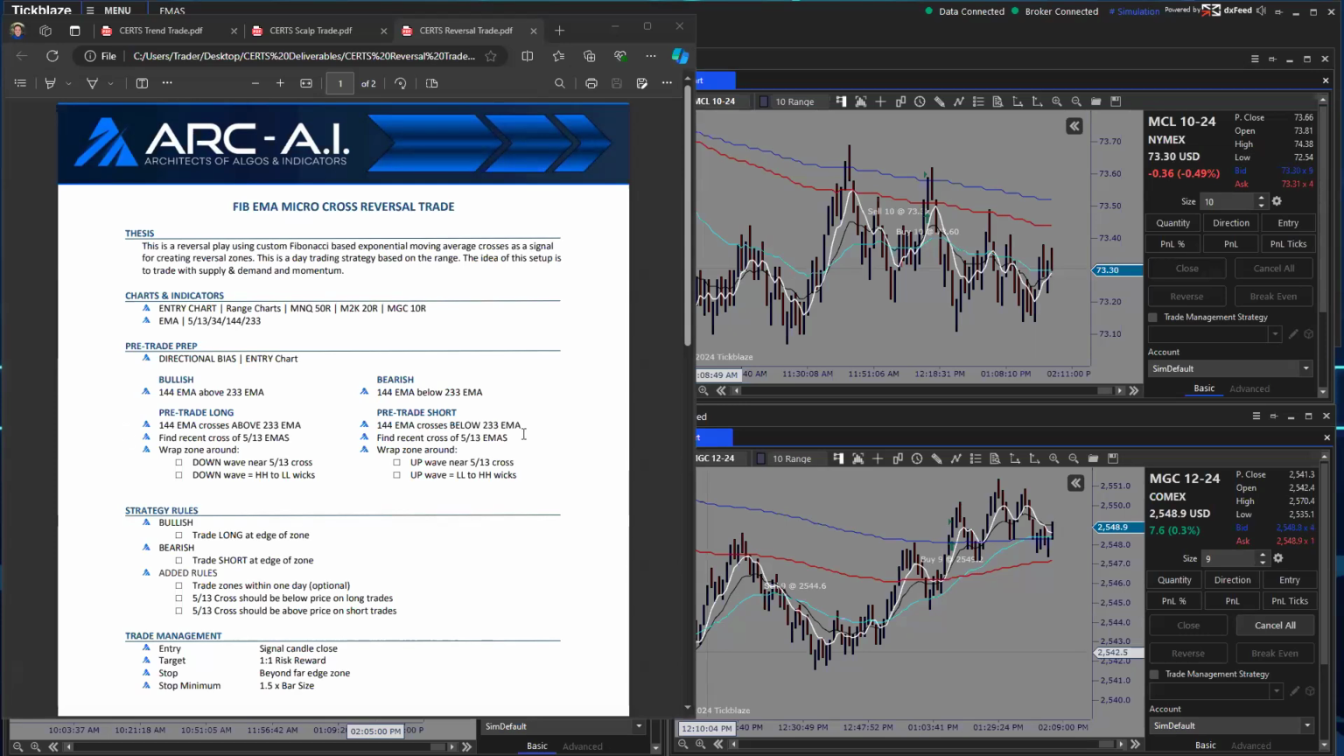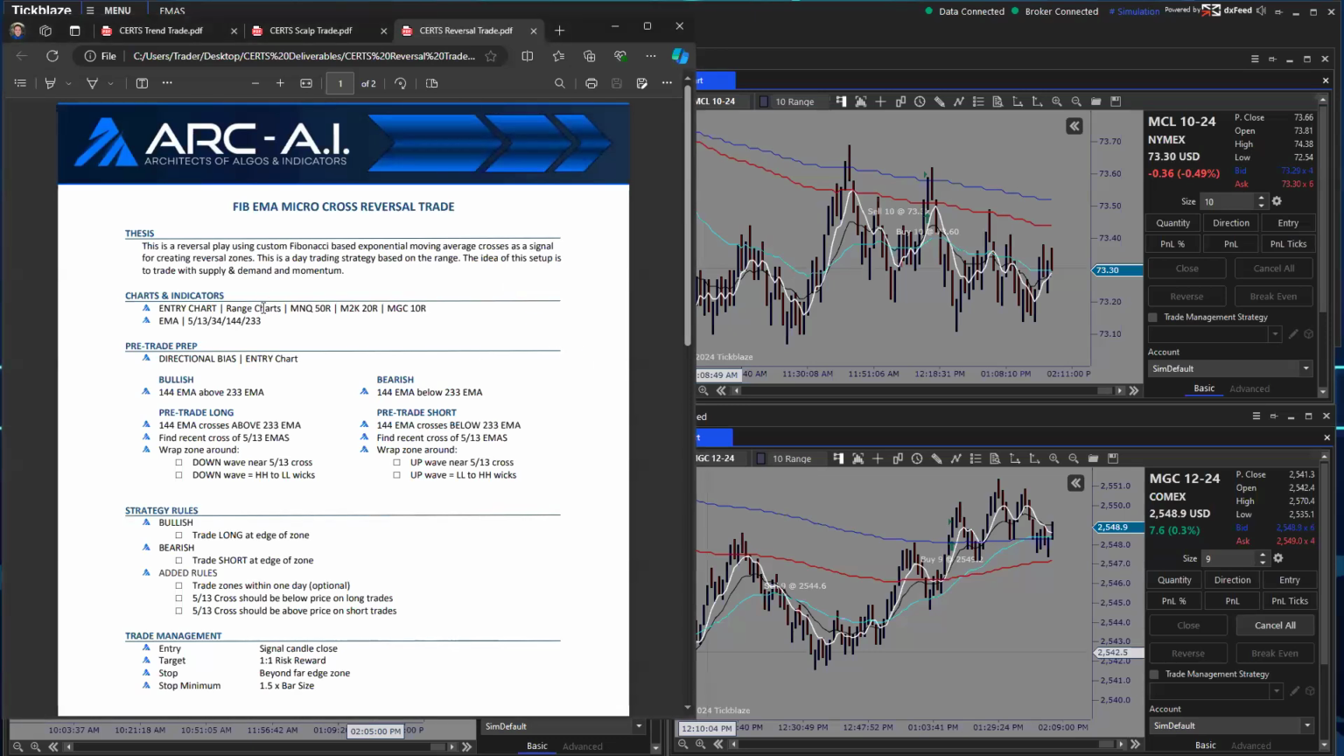So this is a reversal using custom Fibonacci-based exponential moving averages as a crossing signal for creating reversal zones. The idea of this trade is not to just get in as soon as you see the setup. The idea is to get a zone wrapped around an area that you wish to trade and then trade it when it comes back to the area. So it's more like an area of interest type of deal.